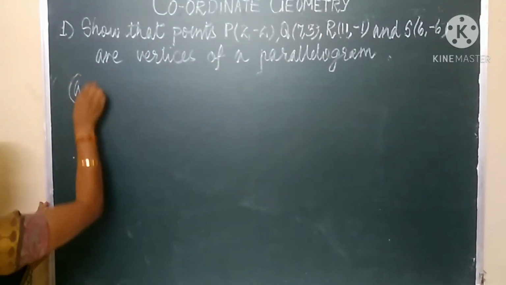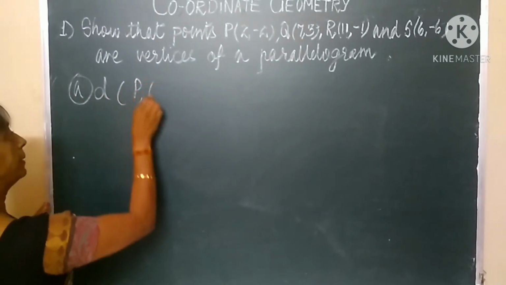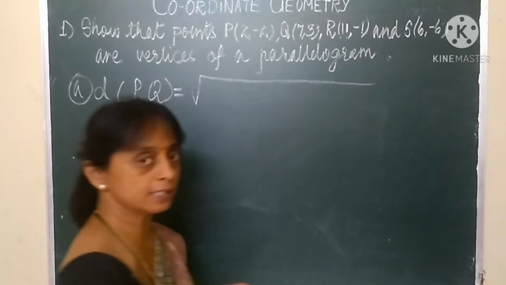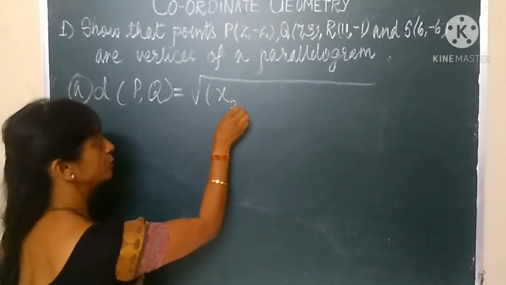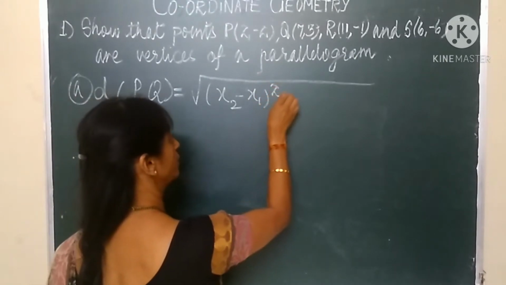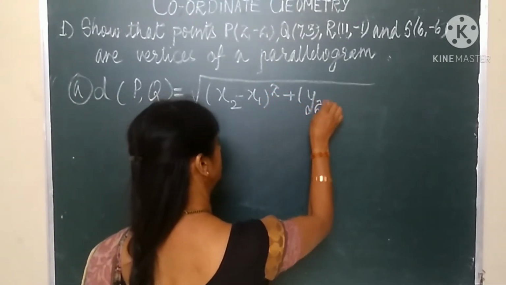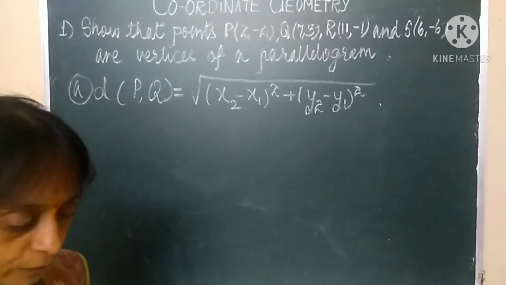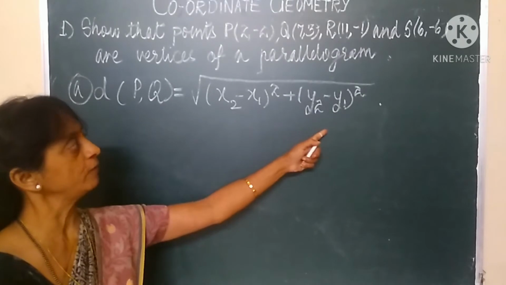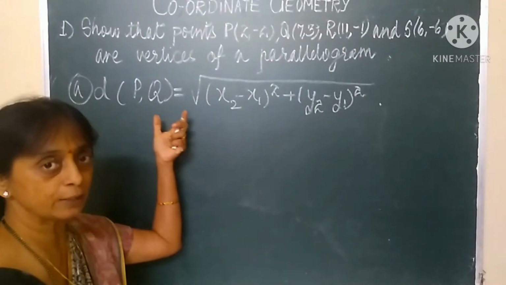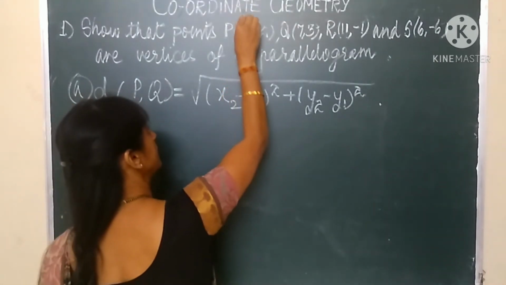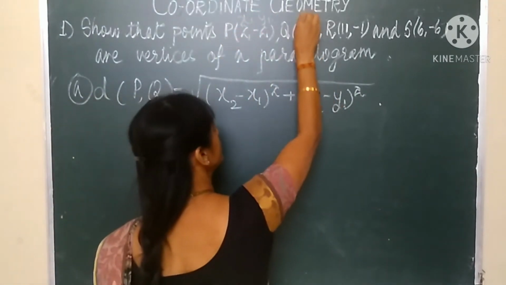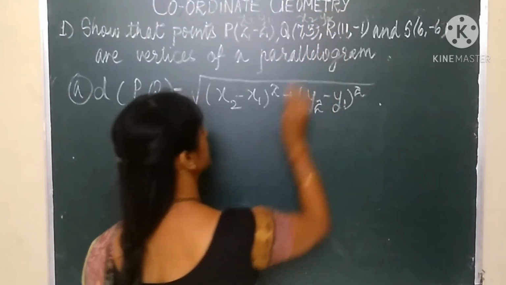So first, distance PQ. Again, over here children, we use the distance formula given by square root of x2 minus x1 the whole square plus y2 minus y1 the whole square. Whom do we assign the values of x1, y1 and x2, y2? As we are dealing with the points P and Q, let's assign x1, y1 to the coordinates of point P and x2, y2 to the coordinates of point Q.